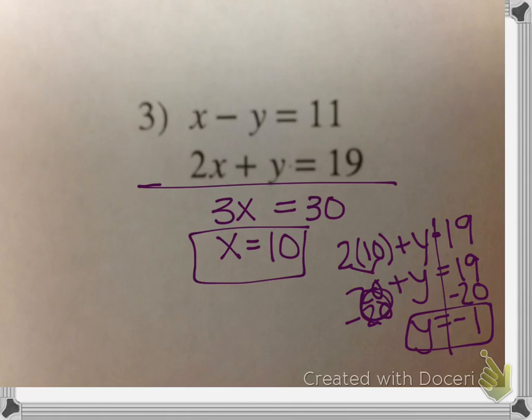And I could check it. I could put 10 in for x and a -1 in for y. And sure enough, that's 11. I could put 10 in for x and -1 in for y. And they work in both equations.